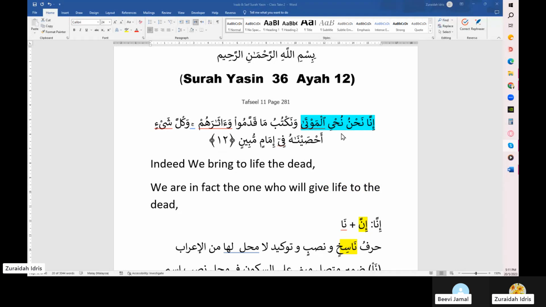Inna nahnu nuhyil mauta. So the special thing about this particular part of the ayah is that we have two nahnus, one an attached form and the other one independent. So the question is, why was this done? Inna nahnu nuhyi. It could have just been inna nuhyi, but there is nahnu here.